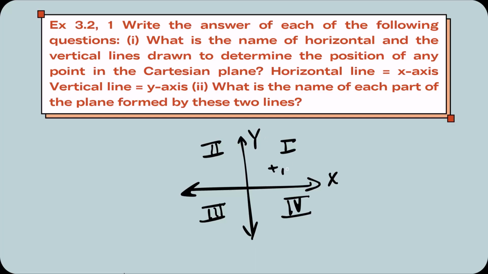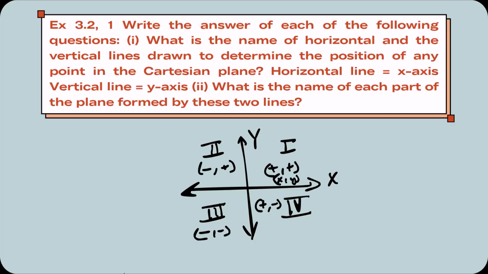So x comma y will be positive, positive. And we have negative for the x and positive for the y, so it is minus and plus. Here both are negative, minus and minus. Here the x coordinate will be positive, the y coordinate will be negative, so plus and minus. This is how you can easily remember which quadrant has which signs, right?